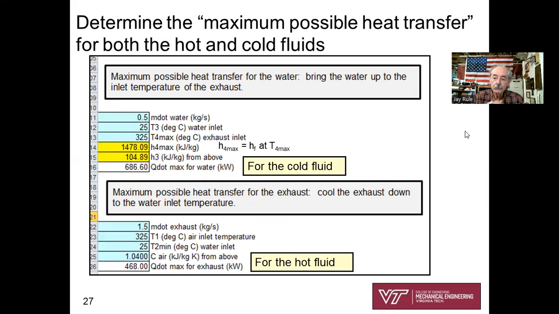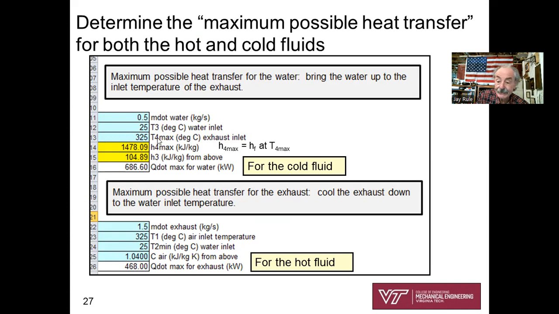The next thing we'll do to get the effectiveness of our heat exchanger, we've got to study two situations. Let's look at the first situation. What's the maximum possible heat transfer for the water? In other words, we want to bring the water up to the inlet temperature of the exhaust. That's the most we could possibly heat the water up. So here's our m dot water. Here's going to be our T4 max. In other words, the max of the exhaust gas inlet temperature.